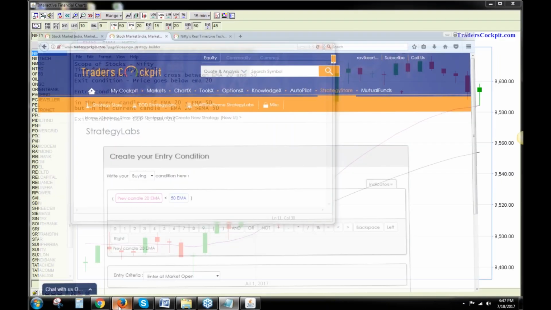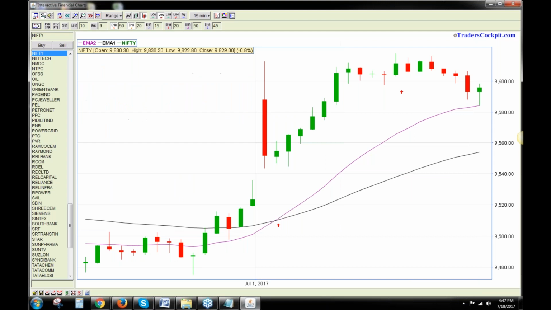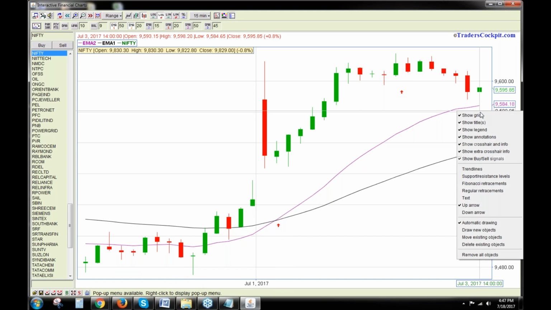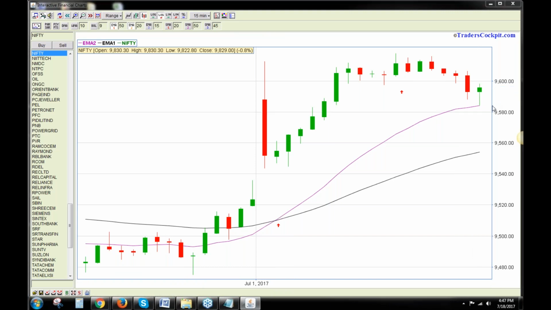This is again a small concept, won't take much time. Now on the charts, if I'm looking at the current candle, the nomenclature in the strategy labs is that the current candle is always marked as 1, and accordingly the previous candle values are marked with an incremental number.